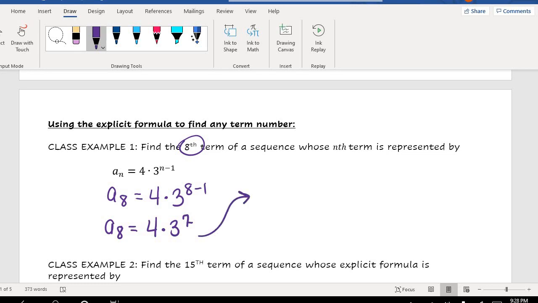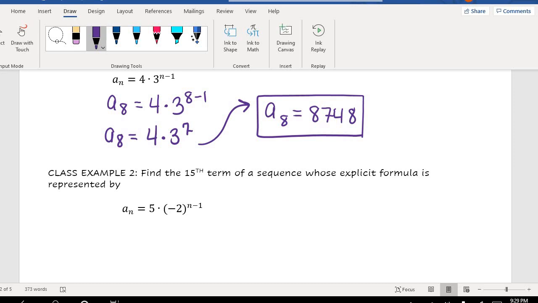So we have 4 times 3 to the 7th. That's going to give us the value of the 8th term. So I'm going to put this in my calculator. 4 times 3 to the 7th power, and I got 8,748. As you can see, it's growing pretty quickly because we have a base of 3.